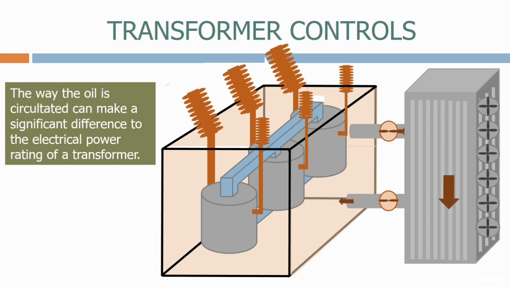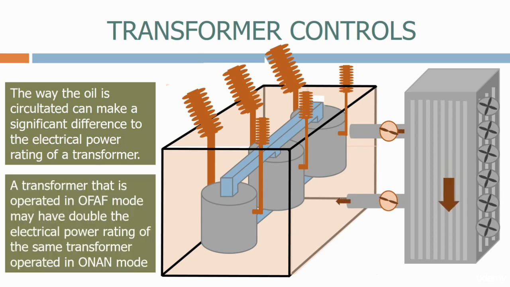The way the oil is circulated can make a significant difference to the electrical power rating of a transformer. A transformer that is operated in OFAF mode, i.e. oil-forced air-forced mode, may have double the electrical power rating of the same transformer operated in ONAN mode, i.e. oil natural air natural.